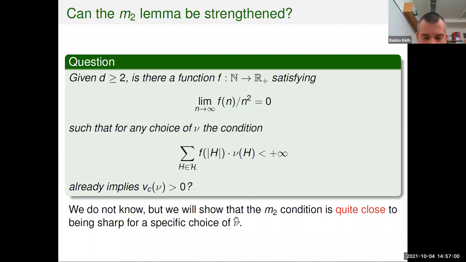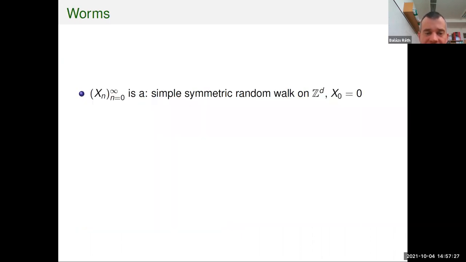a very specific choice of the underlying measure on animals. You could see on the previous slide that a specific choice of the underlying measure mu shows that the first moment condition can be sharp, and we are going to choose a measure mu that shows that this second moment condition is rather close to being sharp. So let me go on describing this specific choice, and this is going to be the titular random length worms model. So now the rest of the talk is about worms.